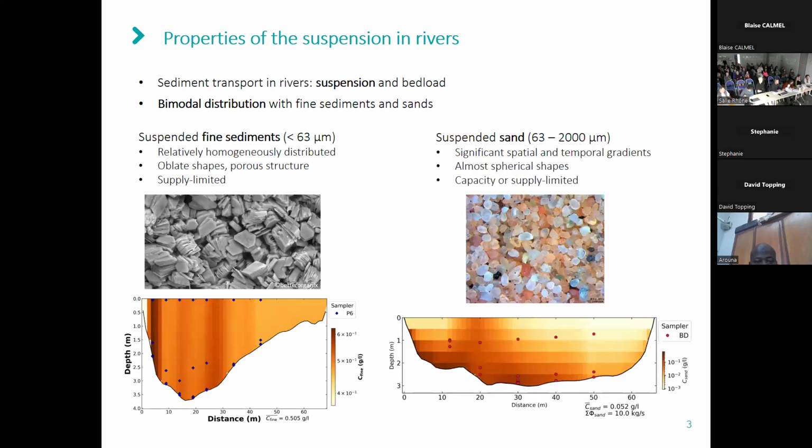In contrast, suspended sand particles have diameters between 63 and 2000 micrometers, and they usually have, in a river cross-section, significant spatial and temporal gradients, which may reach several orders of magnitude. Their shapes are usually almost spherical, although deviations may be possible, and their transport is usually capacity or supply limited, which means that they often depend on the local hydraulic conditions.